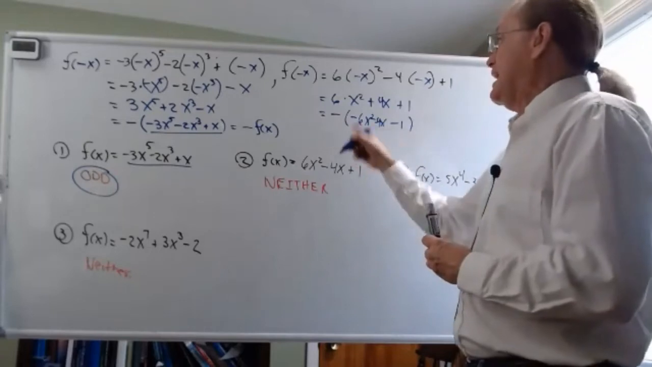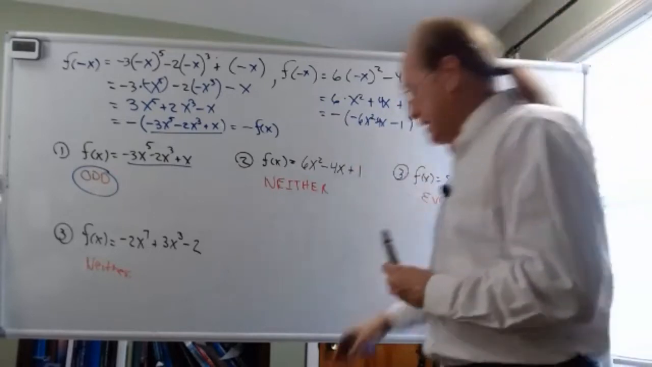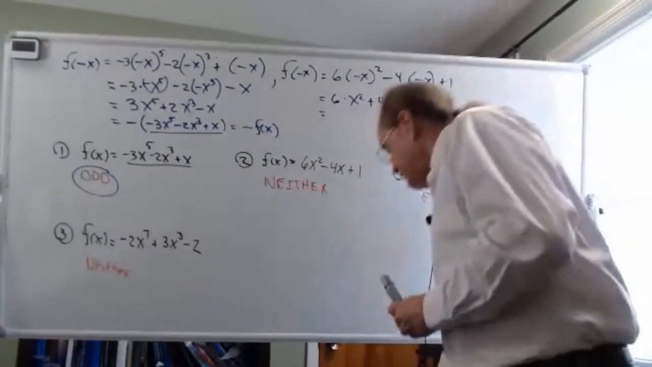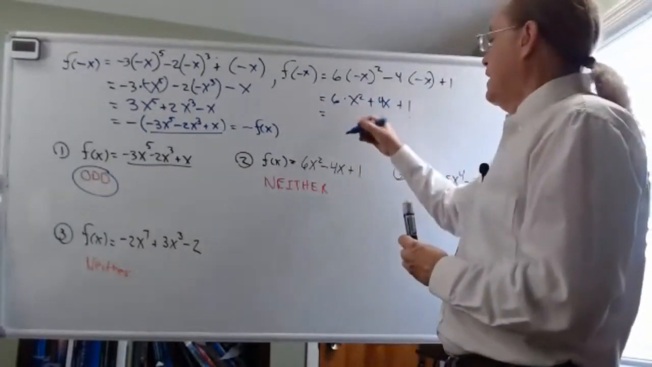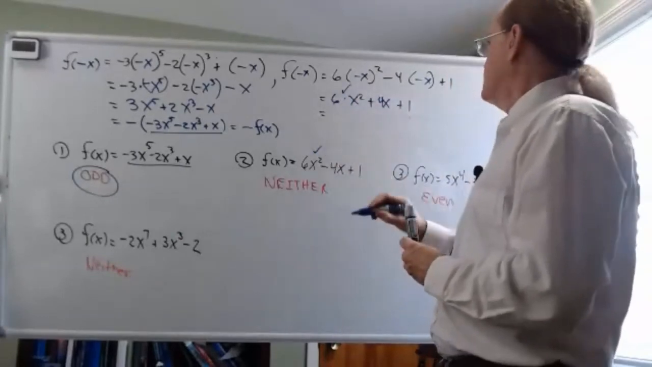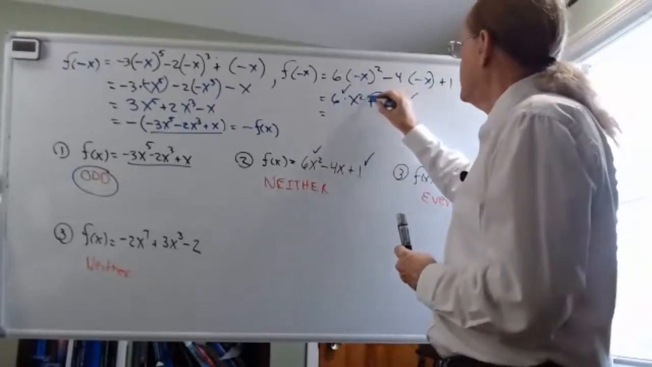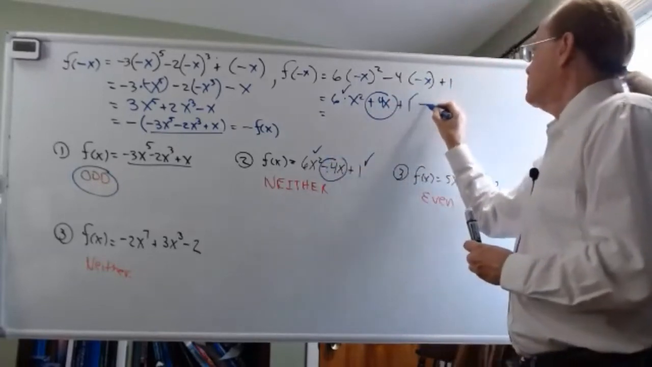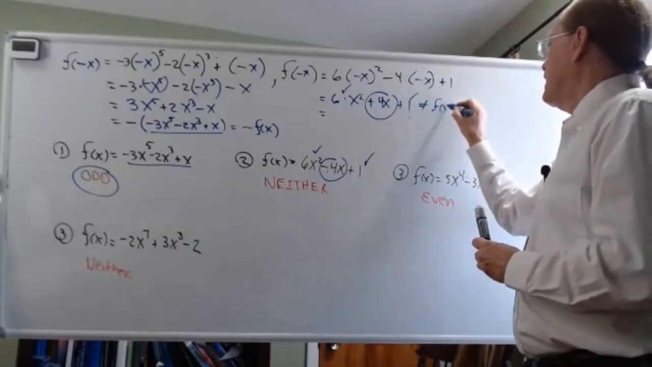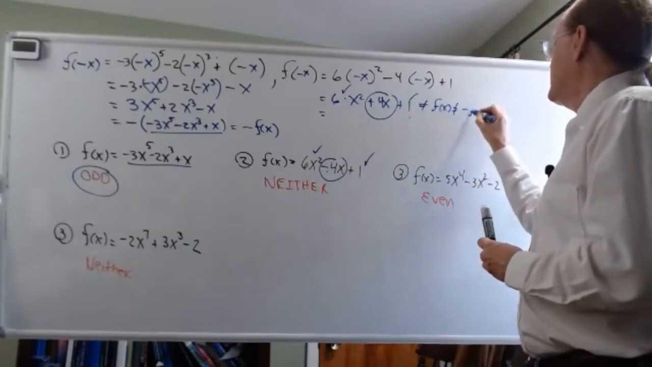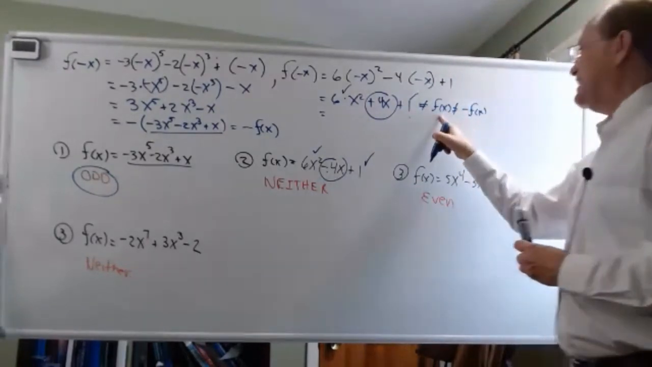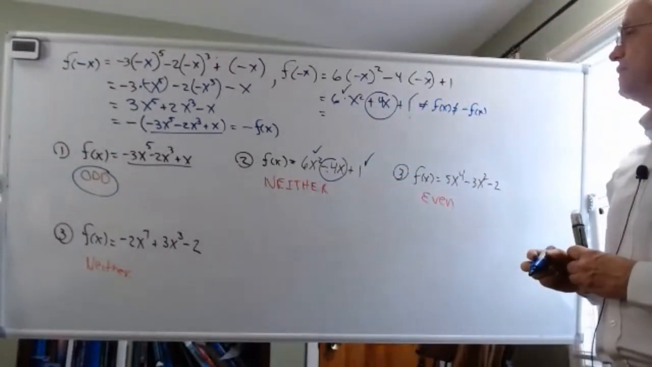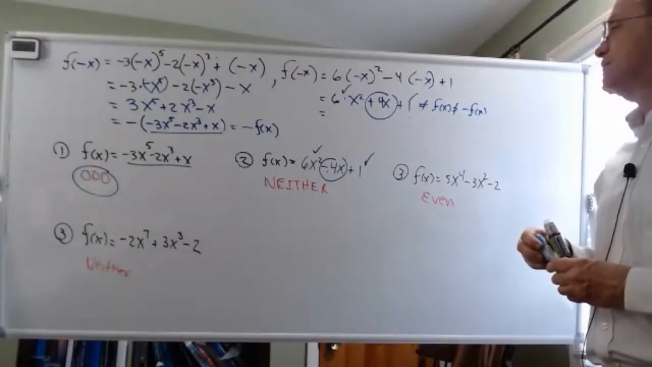So I can say it's not odd. Is it even? Well, it's almost even. So odd it's not. But now, I have a 6x squared and a 6x squared, and I have a 1 and a 1. But here's the problem. This is a negative 4, that's a positive 4, so it does not equal f of x, and it does not equal the negative of f of x. So it's not even, it's not odd, so it's neither. I can't fit it in that form. So it doesn't satisfy either of those conditions.